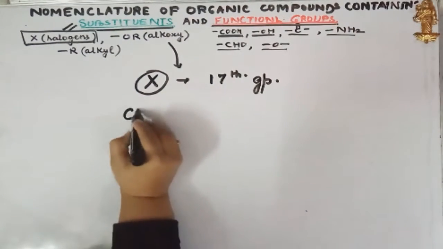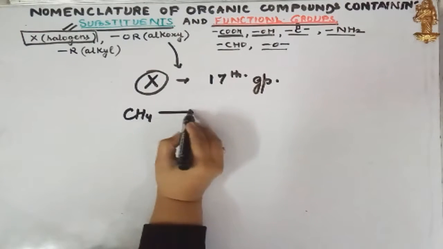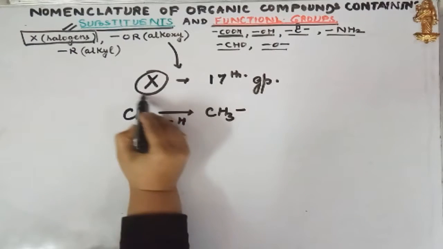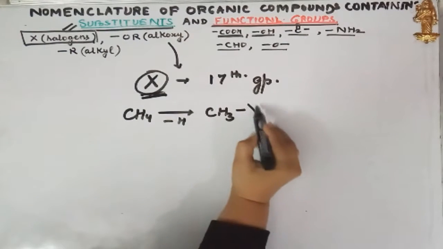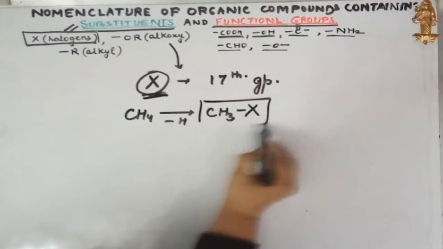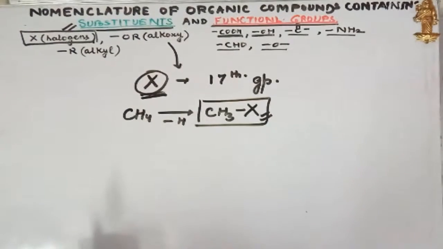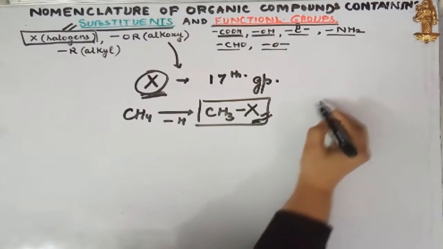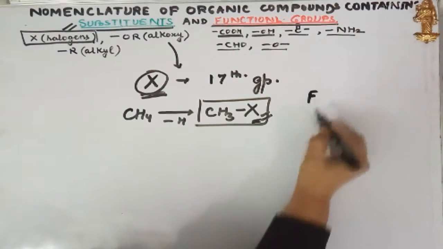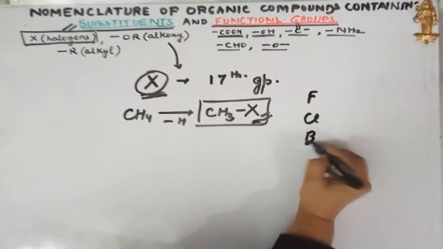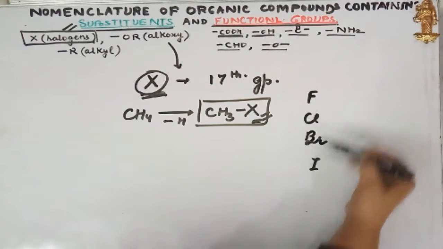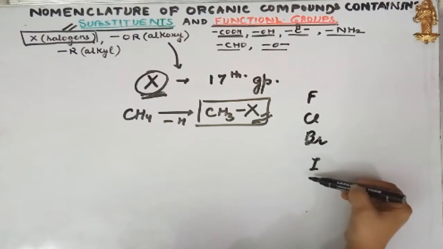Like if I have CH4 and I remove one H from it, I will get CH3, and if I add this halogen atom to it, it will be a new compound having a substituent in it. So I'm taking the examples. Halogens, we have 4 halogens mainly. We have fluorine, chlorine, bromine and iodine. These are the symbols of the atoms of fluorine, chlorine, bromine and iodine.